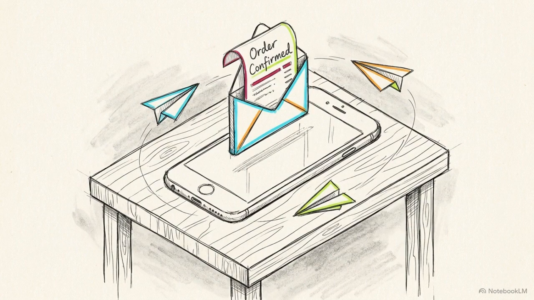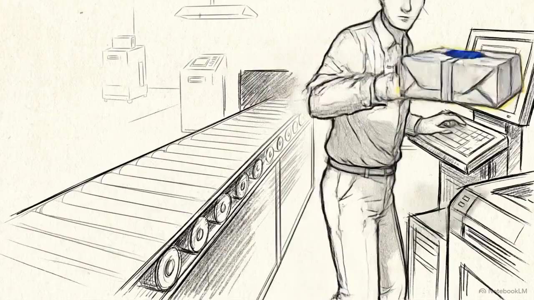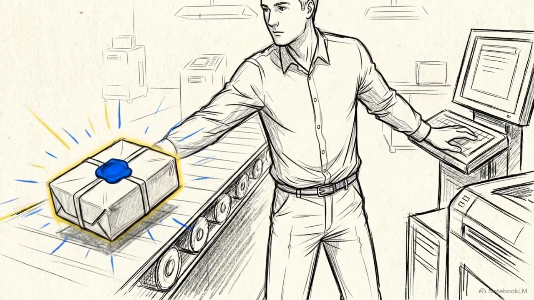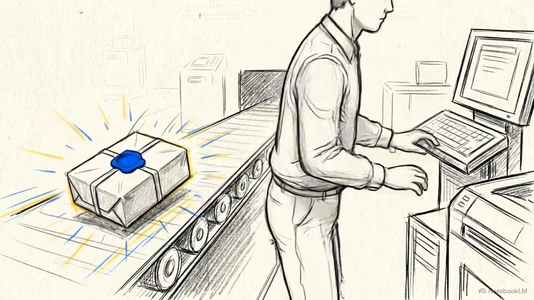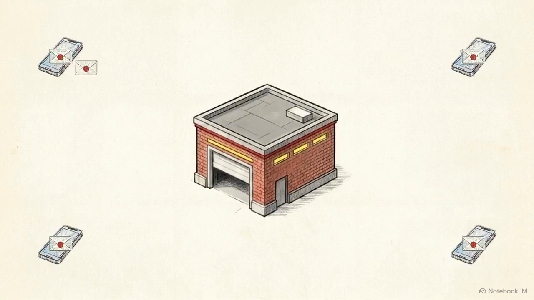Whenever an app or a website generates a piece of data, like a new customer order, that sender acts as a producer, dropping the message off at the mailroom. These producers don't have to wait for a reply. They just leave the data and get right back to work, ensuring the website or app stays fast for the user. The mailroom building itself is the broker, the central server where incoming data is managed.